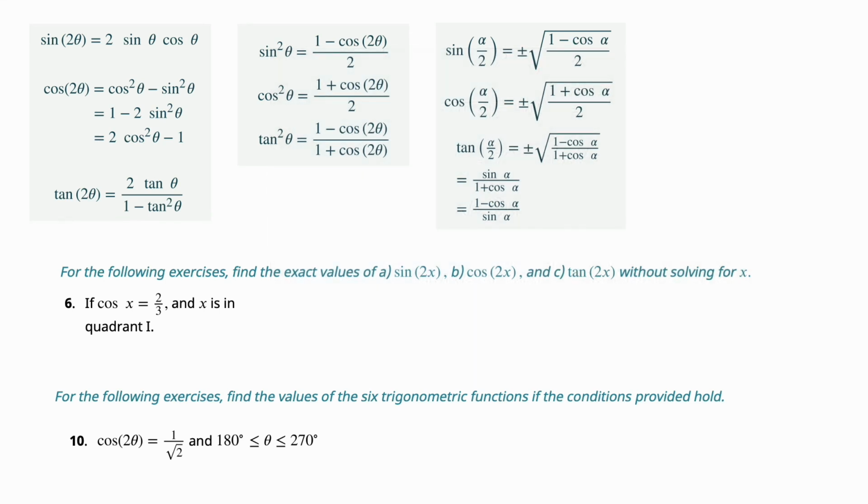Alright, in this one, we want to find all 6 trig functions, but notice they're putting a restriction. This is going to come into play based on the sign, S-I-G-N, of the sine and the cosine and the tangent and all those things. So we can use this one right here to figure out our cosine. It really leads to this one right here. These are really the same formula. But let's do that one.